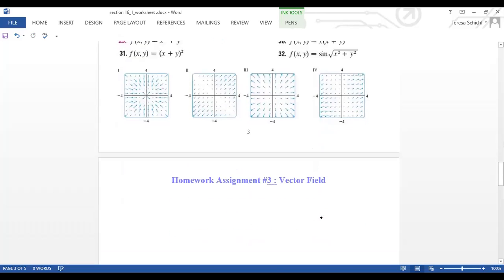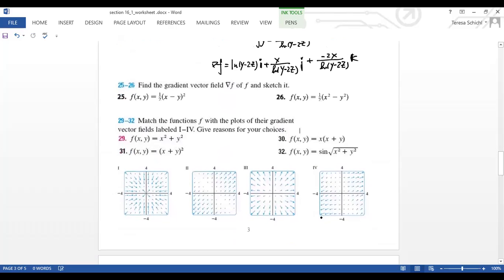Okay, so now the last ones here, we need to be careful. Let's say we match the function with the plot of its gradient field. So you still can use the software, but the first thing you need to do is find the gradient vector field, right? So for these ones here, the gradient, del f, the one you input into the software will be 2x, 2y, correct? Okay, so you just need to be careful. So it's 2x, 2y.